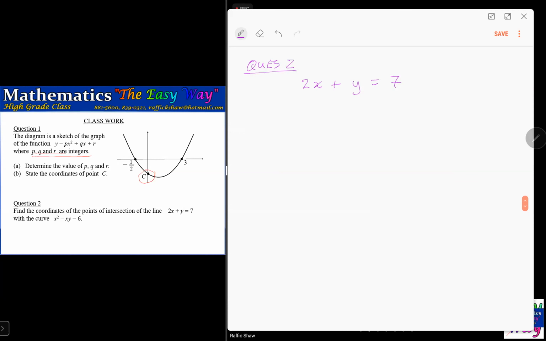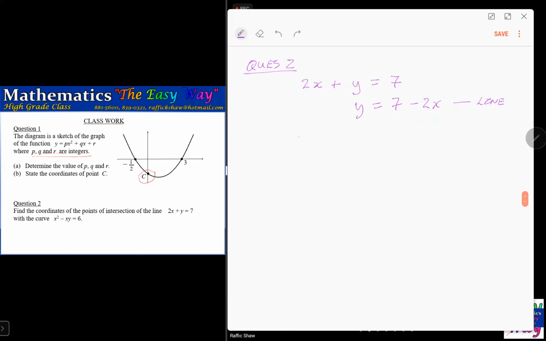Right? So whatever this line says y is equal to, make y the subject of the line, for example. So y equals 7 minus 2x. So carry this 2x over and subtract it. All right, this is the line equation. So the line is saying y equals this. It means that on the curve at that point of intersection, y is equal to this on the curve as well. 7 minus 2x, as simple as that, because at the point of intersection, whatever y is equal to on the line, y is equal to the same thing on the curve.